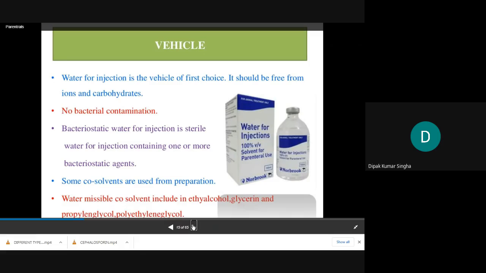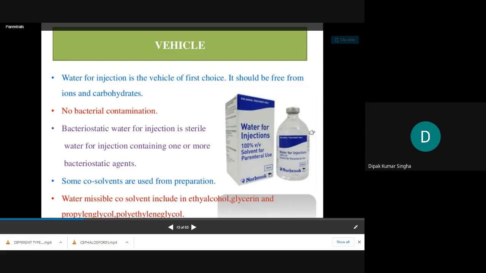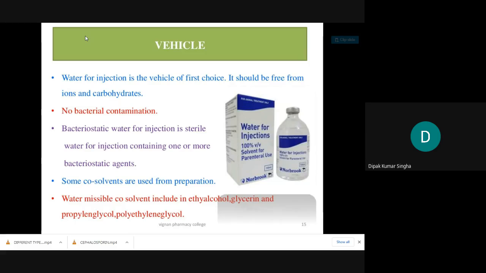First one is the vehicle. Which type of vehicle is used for this formulation? Water for injection, especially for the parenteral preparation, is the first choice, obviously, because there is no bacterial contamination or pyrogen. It should be free from ions and carbohydrates. Last class we discussed bacteriostatic water for injection, which is sterile water for injection containing one or more bacteriostatic agents. Benzyl alcohol is used as a bacteriostatic agent, and sometimes co-solvents are used.